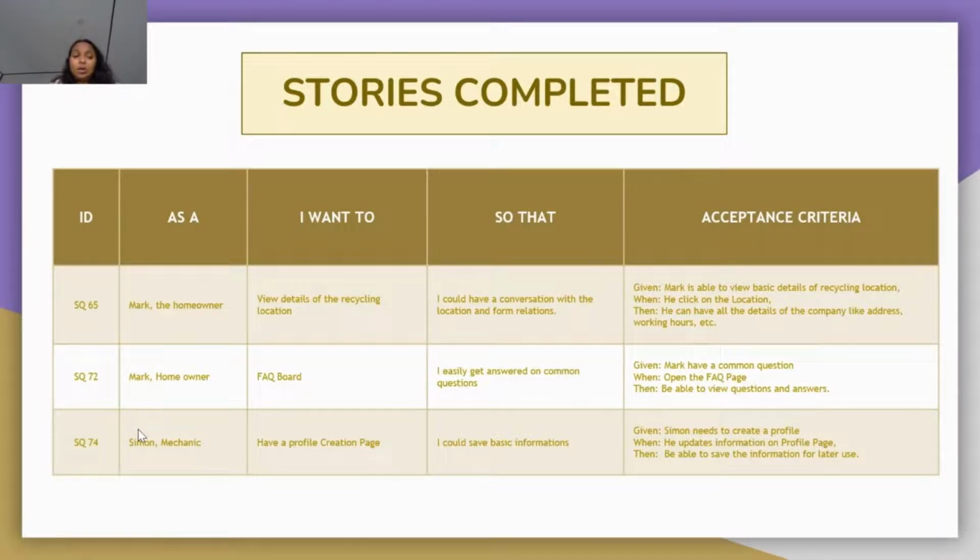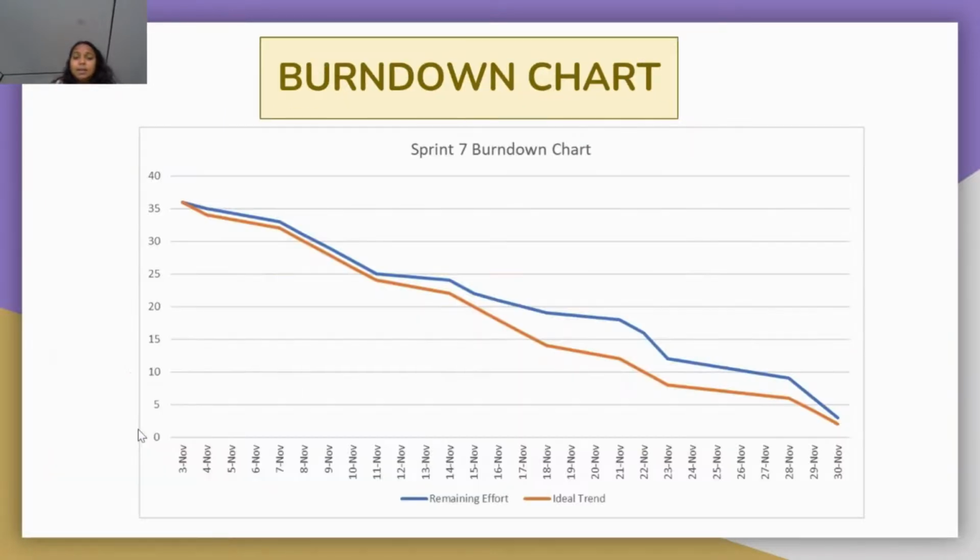As you all know, in this sprint 7 we took 3 user stories, and all the 3 user stories were completed, and we did not have any spillover for the next sprint. This is how our burndown chart looks.